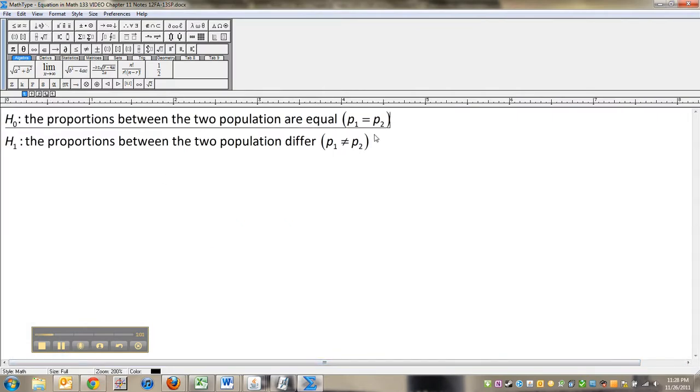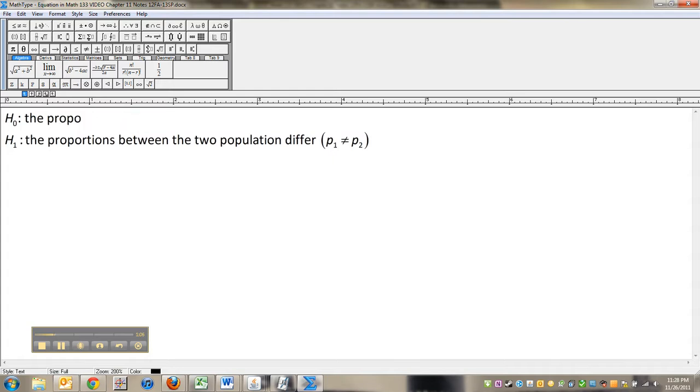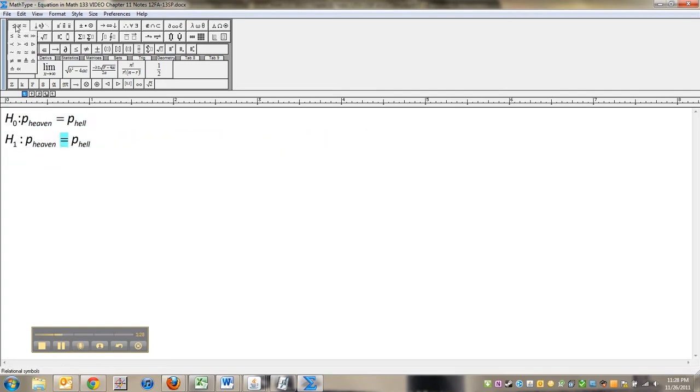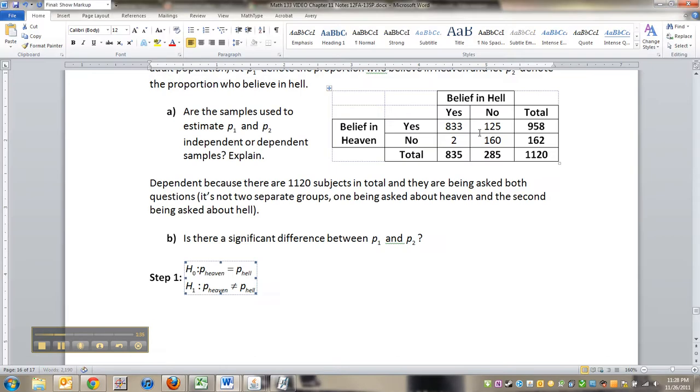All right, so let's make this a little bit more obvious what it means for us. For us, it's the proportion that believe in heaven, is that equal to the proportion that believe in hell. And then for the second one, it would be not equal to. Are the proportions different? And these will always be two-tailed tests, just the way McNemar's tests work.